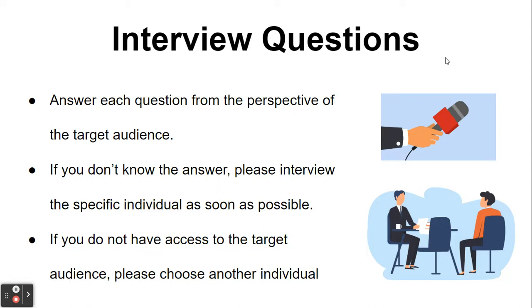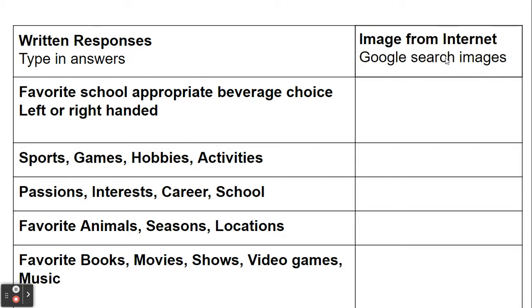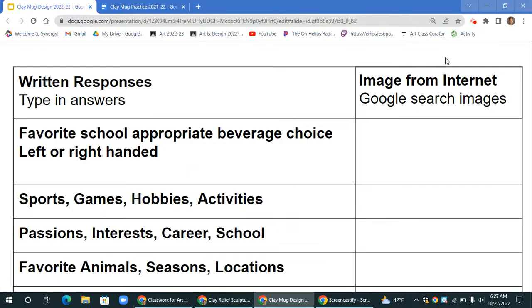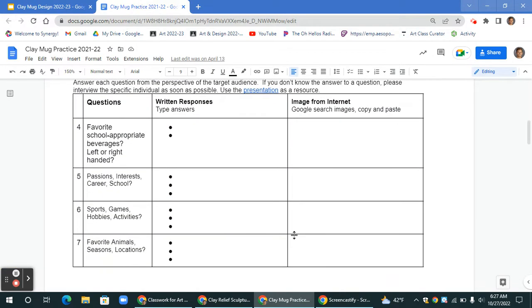If you do not have access to the target audience, please choose another individual. So there are several different questions or themes that you're going to be talking about for the particular individual. And then once you have answered those questions, you're going to be placing an image from the internet, from your Google searches, into this as a reference to draw later on. So let's look at these different questions.